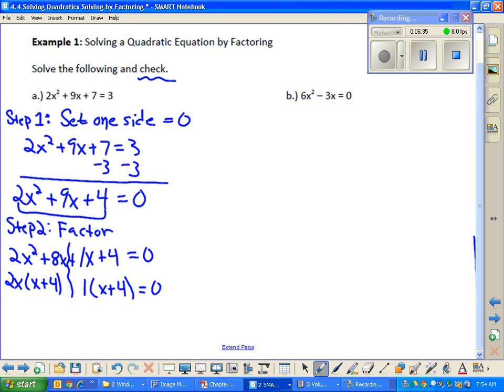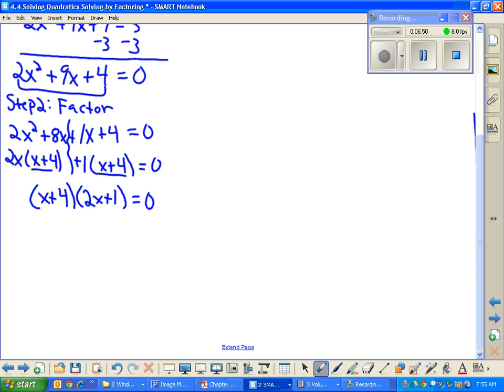And then I do see I have my sets of parentheses repeating here, so I'll GCF again. Pull out the greatest common factor of 4. And then what's left over is 2x plus 1. And now our next step, step 3, use the ZPP.